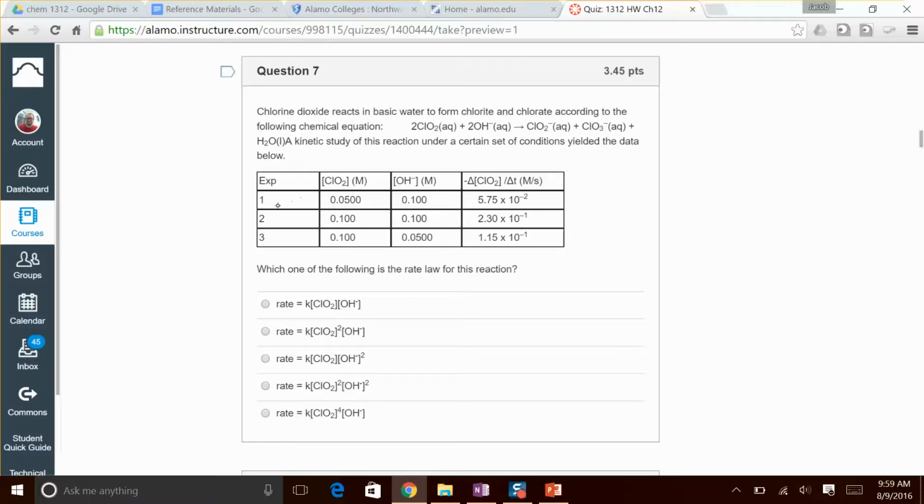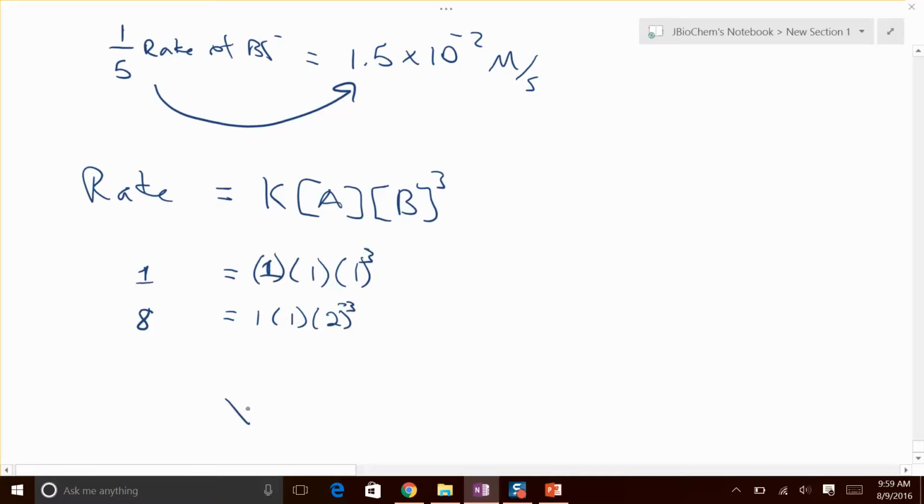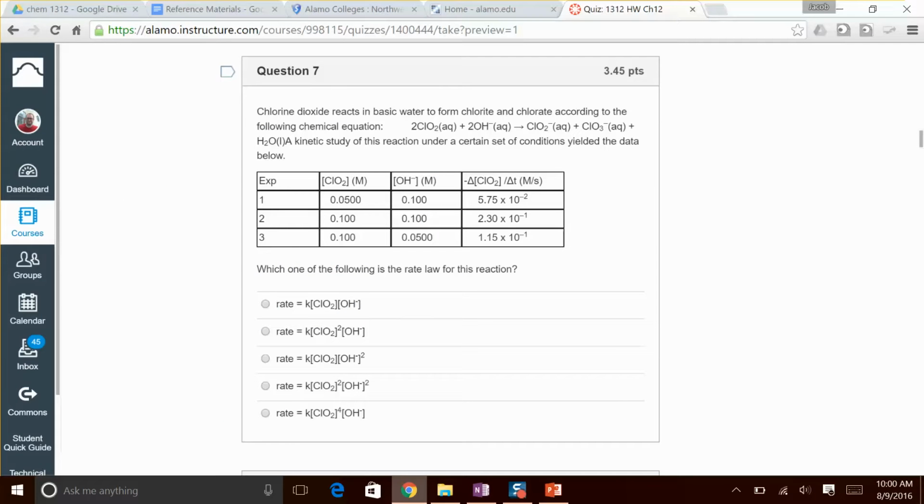Okay, so from experiment 2 to experiment 1, it doubles the concentration of ClO2, right? And what happens to the rate between experiment 2 and experiment 1? It's times 4. So it changes by a factor of 4. We double it and it changes by a factor of 4. So 2 to the x equals 4. So what is the order? Second order. So for the ClO2, it's going to be second order. So already I can see the only 2 possible answers.